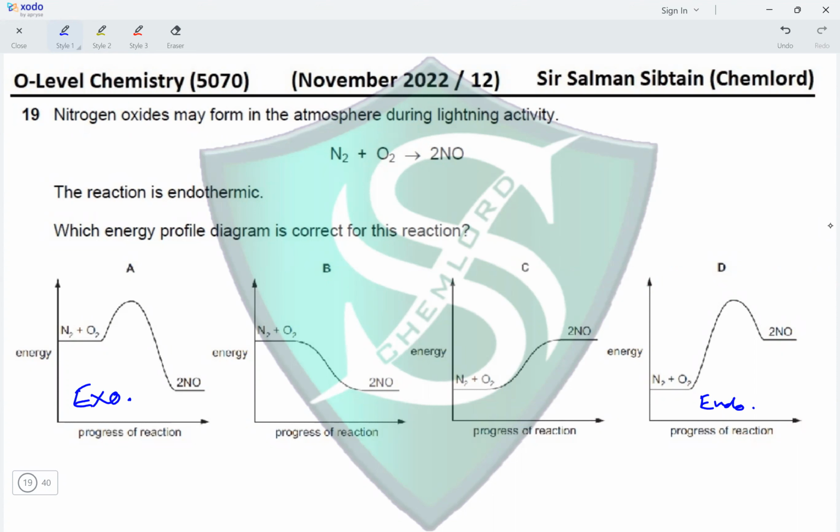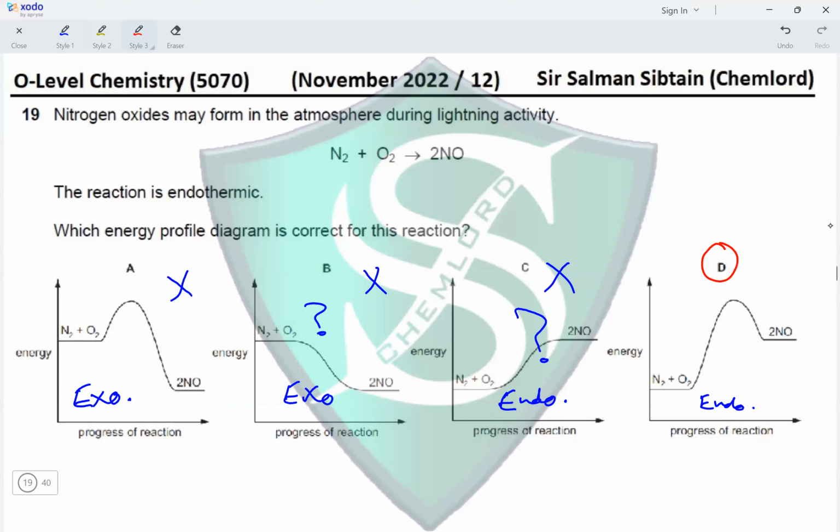Options B and C are both wrong because they do not have the maximum point of energy, the hump that should be crossed in order for the reaction to occur. The reactants are directly being converted to products in option B in an exothermic process, and there is no hump. And in option C, the reactants are being converted in an endothermic process, but there is no hump or transition state. So A being exothermic is wrong. B and C do not have the maximum point of energy during a reaction. And D is the only remaining option, making it the correct option for this question.